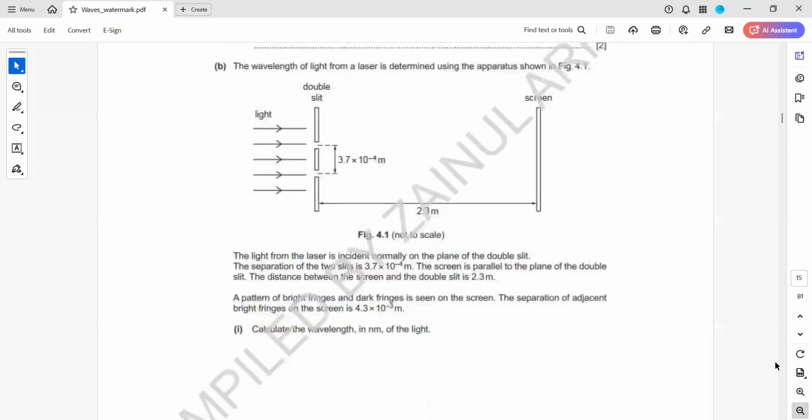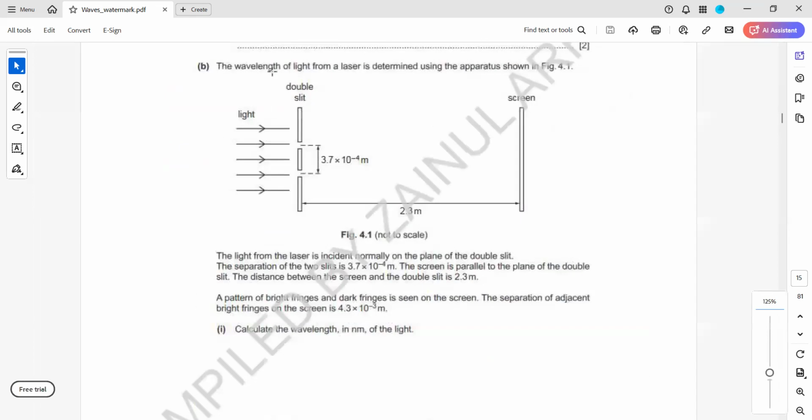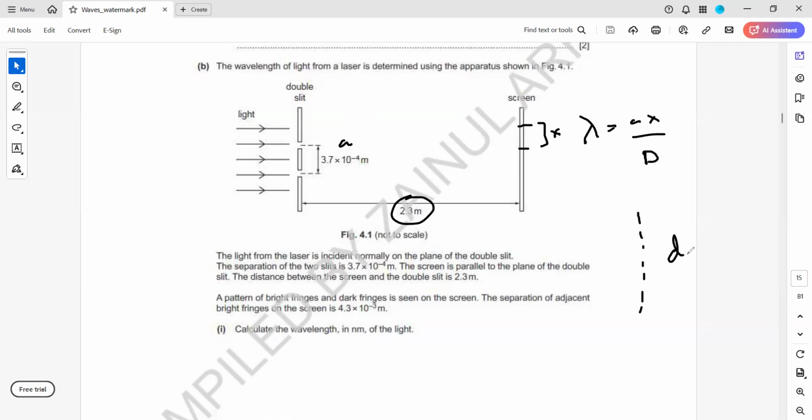Then we have a diffraction question. The wavelength of light from a laser is determined using an apparatus. A Young's double slit experiment is there. D is given to us, or you can also say A is given, because when two slits are there, lambda is equal to AX over D. D is this distance. X is the spacing between two successive fringes, like two successive bright or two successive dark. And A is the spacing between the two slits. In a double slit, if it was a diffraction grating, then we use the formula d sine theta equals n lambda. So this is a double slit. That's why lambda is equal to AX over D.